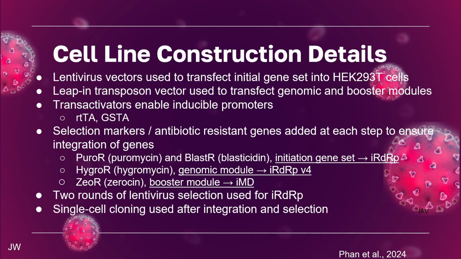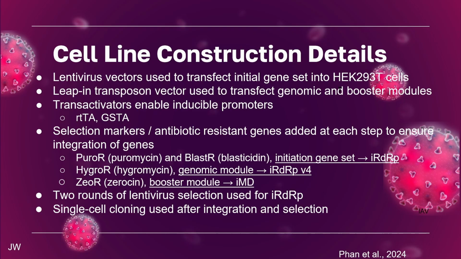Next, they used the LEAP-IN transposon system to integrate the genome and booster modules, which together include the remaining viral genes required for replication and packaging. To enable tight inducible control, two transactivators were used: RTA, which responds to doxycycline for TET-on activation, and GSTA, which responds to mifepristone through the gene switch system.